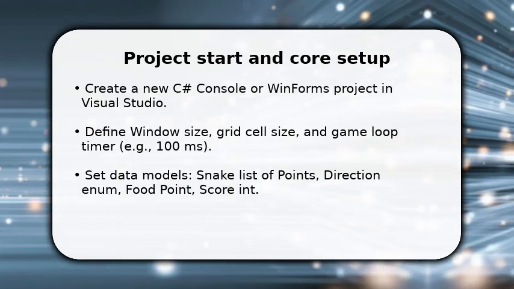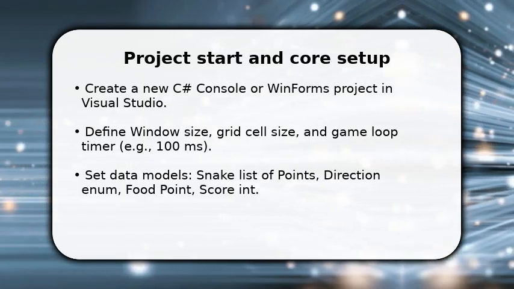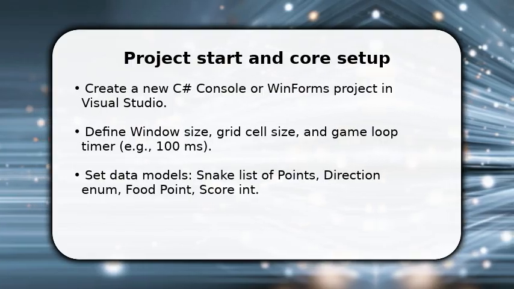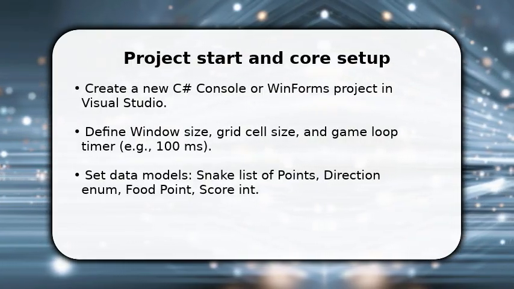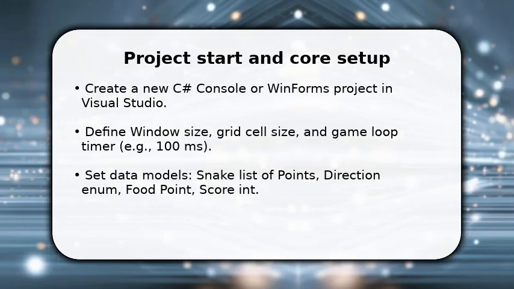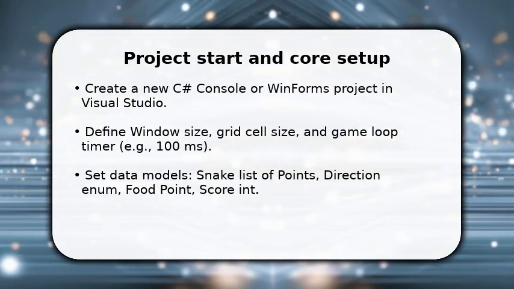Create your core models: a snake as a list of points, a direction enum, and a point for food plus an int score. Once done, subscribe the timer to an update method and draw routine, and make sure input handlers change direction without directly moving the snake.